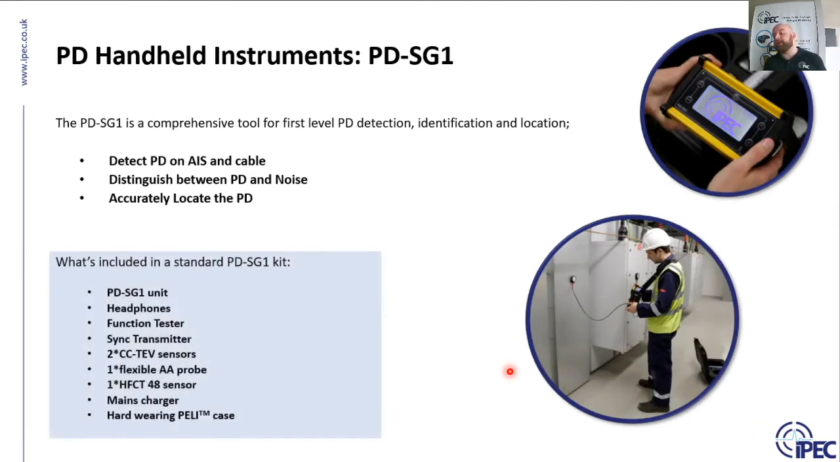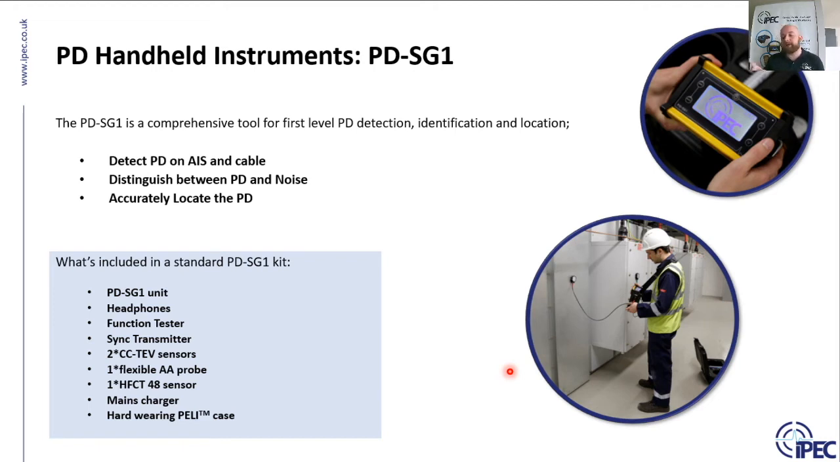The PDSG1 then, the main application of the PDSG1, like I said, is the pinpointing and the location. It comes with a variety of sensors. It comes with a HFCT, comes with a flexible ultrasonic for a bit further reaching, and it comes with different sensors than the standard equipment you would expect.